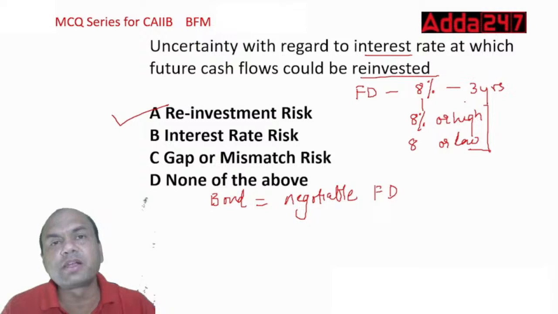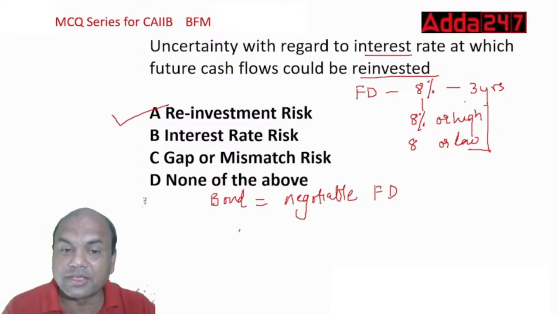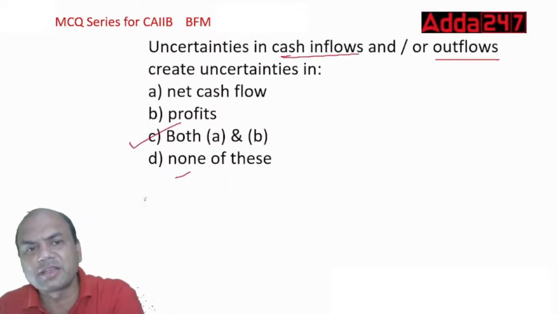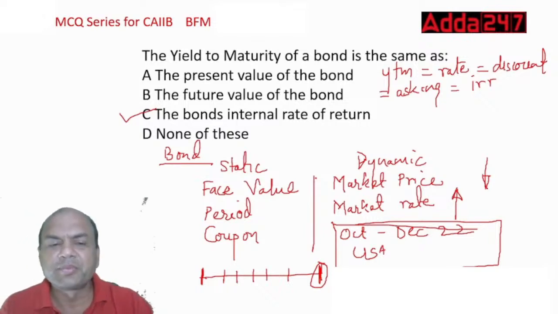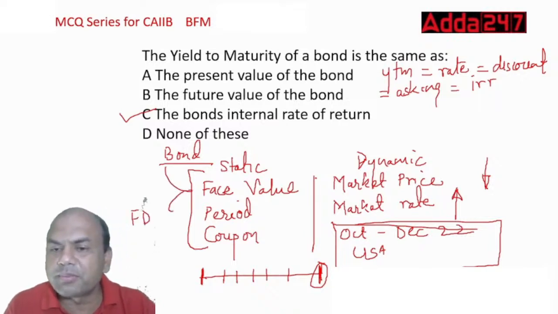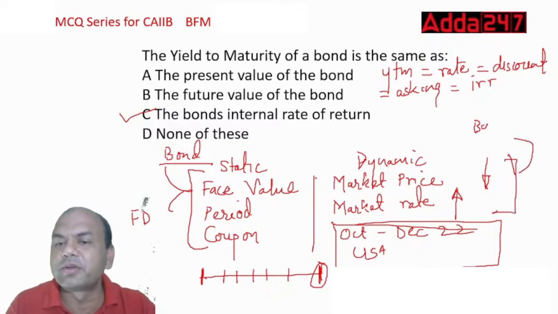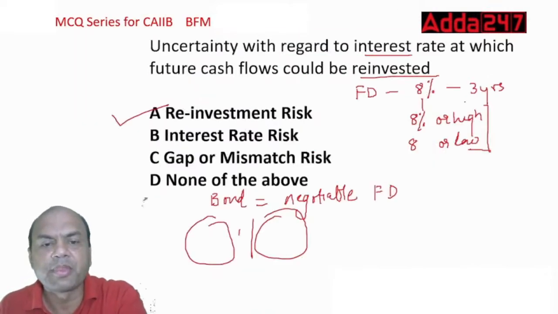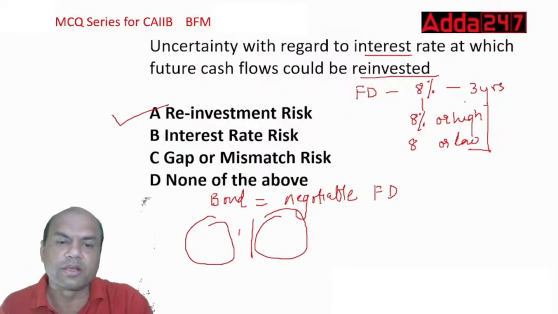But a bond is slightly different from an FD. That's why, what did I say? Those three elements, static and dynamic. These dynamic ones are bonds. That is the difference between bond and FD. Otherwise, these three terms, the static ones, are the same as those of the FD. For these three terms, bond and FD both are the same. This is the only part which changes in bonds. Bond changes because of this. This is not available in FD. So that's why bond equals negotiable FD. Got it? So, where were we? Yeah, over here. So, reinvestment.